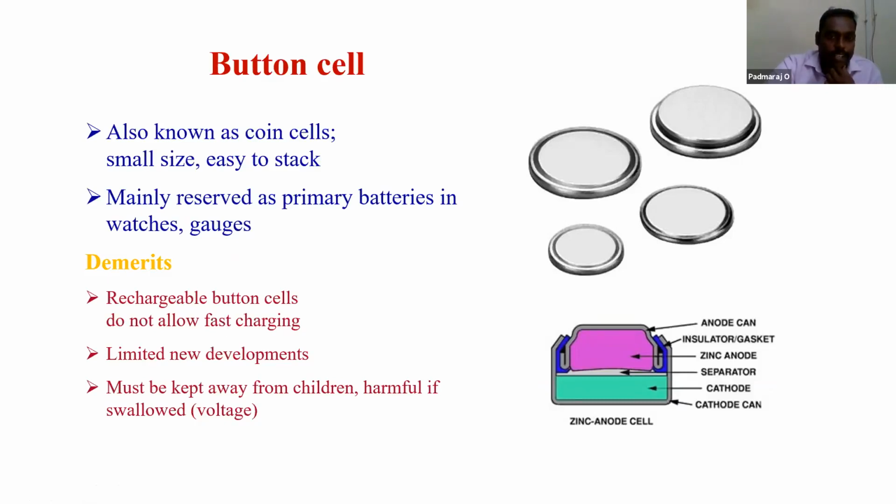What is the reason here? Stacking is very minimal. Only one stack, maximum two stacks are possible. So even recharging will take a long time. The output, that is the capacity of the coin cell, is also very low because there is little active material. That is a demerit.